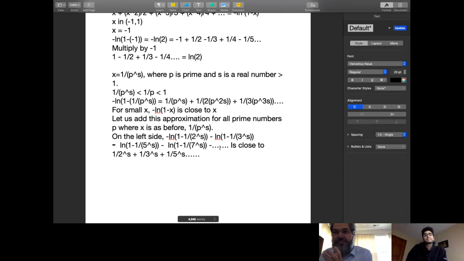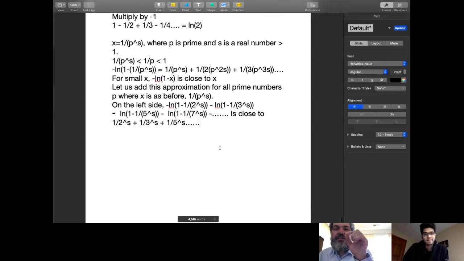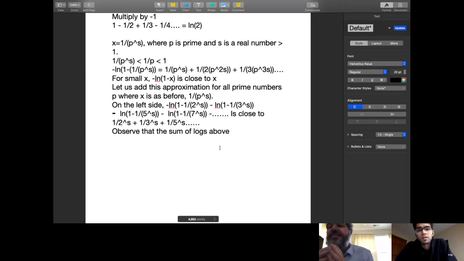One more thing and we are done. Let us observe that on the left side we have this sum of logarithms. Observe that the sum of these logarithms above is exactly the natural log ln of zeta of s. And you write the words zeta of s. If you want z for zeta, it's fine.